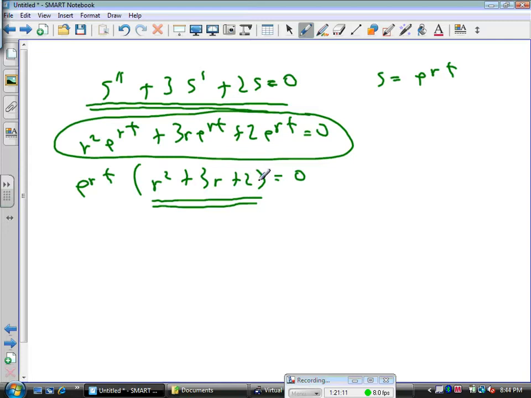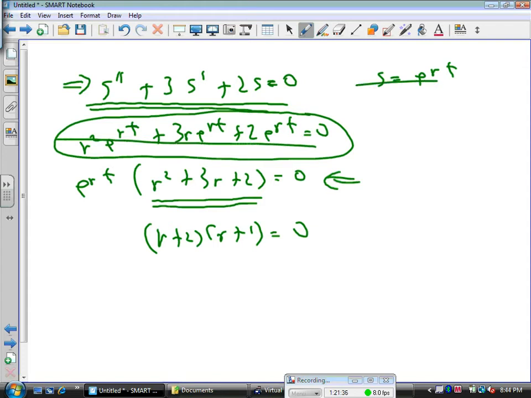Is this thing factorable? What multiplies to 2 and adds to 3? It is factorable. Okay, so r plus 2 times r plus 1 equals 0, right? R squared, 1r, 2r, 2. Yeah, that's it. This is never 0, so I'm ignoring it. So do you see what I'm saying? If I give you this, you can give me this right away. You can skip this. You can skip this. You can skip this. You can skip this, right?